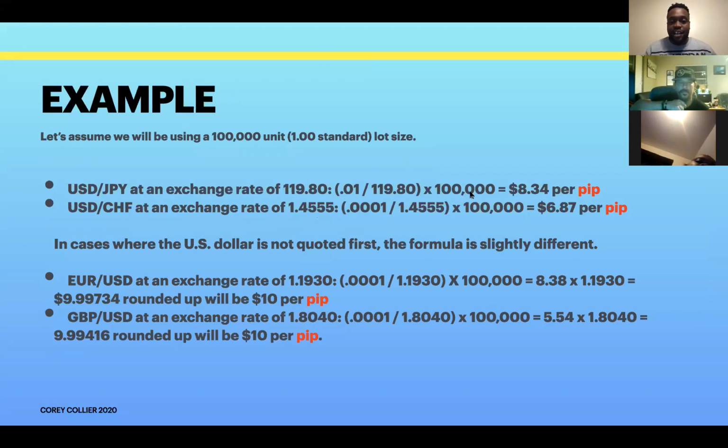So keep in mind that this calculation, this number right here, this 100,000 units, is actually the correlation of your lot size. So the 100,000 units right here is a standard, or 1.00. In previous examples, we were using 10,000. That's a mini lot size of 0.10. So you will get $8.34 per pip on average, approximately, once you start using a standard, though.